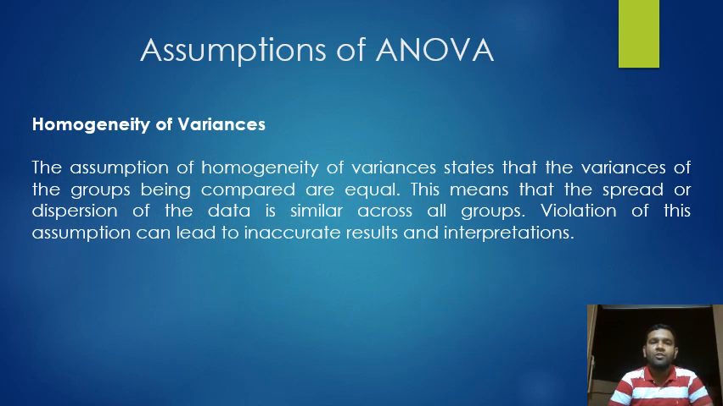One more is the homogeneity of variances. Here, the assumption of homogeneity of variances states that the variances of the groups being compared are equal. This means that the spread or dispersion of the data is similar across all groups. Violation of this assumption can lead to inaccurate results and interpretations. These three were the assumptions of ANOVA.